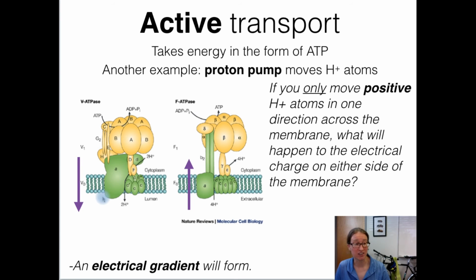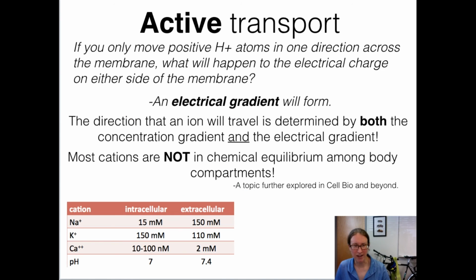So it's going to change, right? Right, it will. And so what will happen is there will start to be not just a chemical or concentration gradient, but also an electrical gradient across the cell membrane. And as an added level of complexity, the direction that any given ion will travel is determined by both the concentration gradient and the electrical gradient.